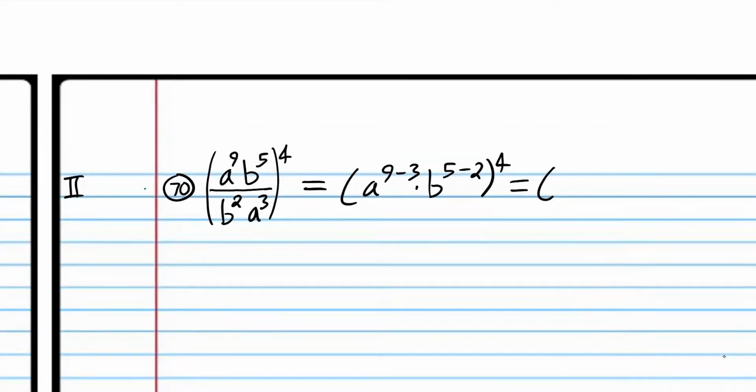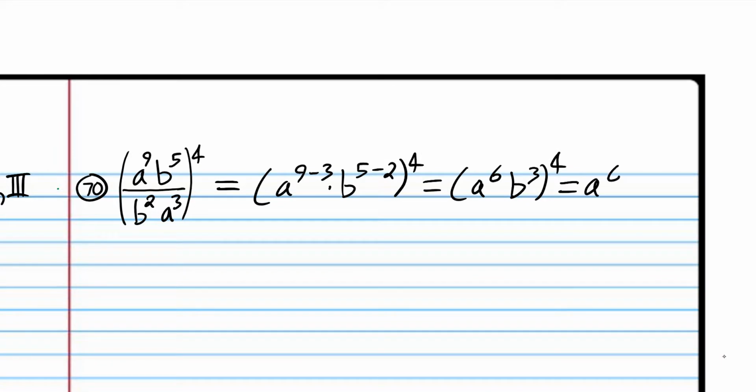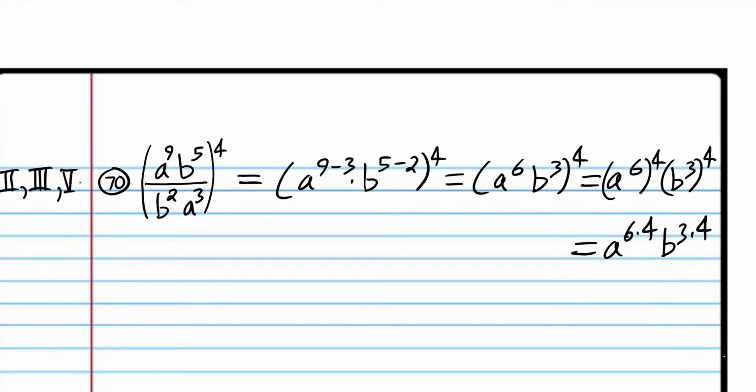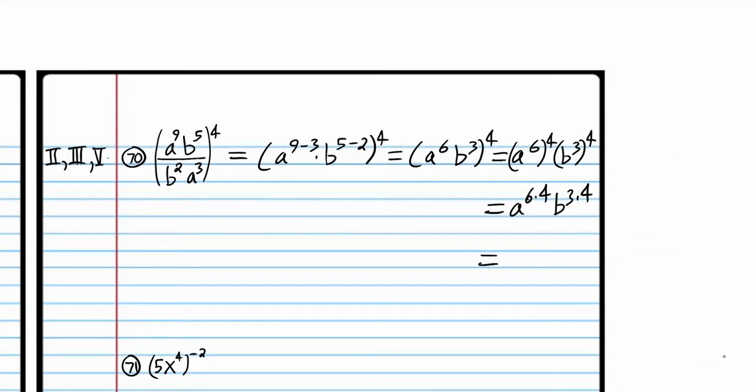And that simplifies to a to the 6th power times b to the 3rd power, and you don't really need a dot in between those. But now we have a product raised to a power, so we're going to use rule number 3. So we take the first number in the product and raise it to the power, and then multiply that by the second number in the product and raise it to the same power. But now we have powers raised to other powers, so we're going to use rule number 5, which tells us to multiply the exponents. So we have a to the 24th power times b to the 12th power. There you go.